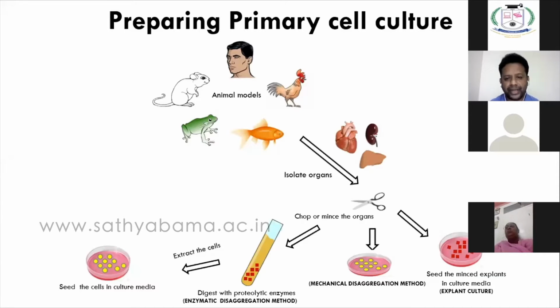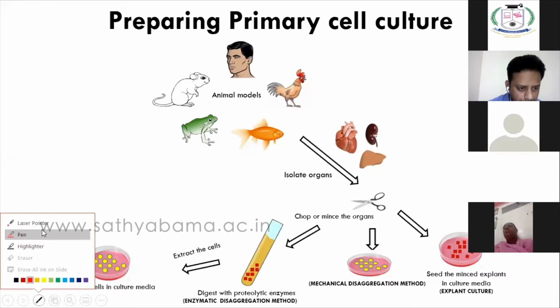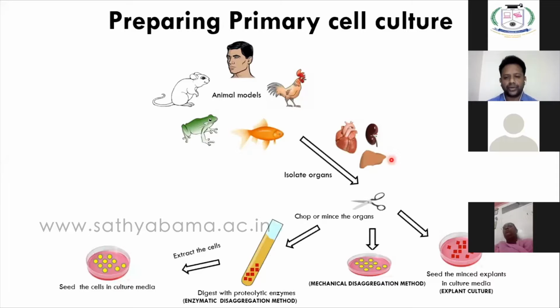If you are planning to isolate cells for your research purpose, there are basically three methods you can use. It may be any of your model organisms. We usually do it in fish, but you can isolate cells from any organism, and you can go for any of these organs. So there are three different methods. One is the explant culture.